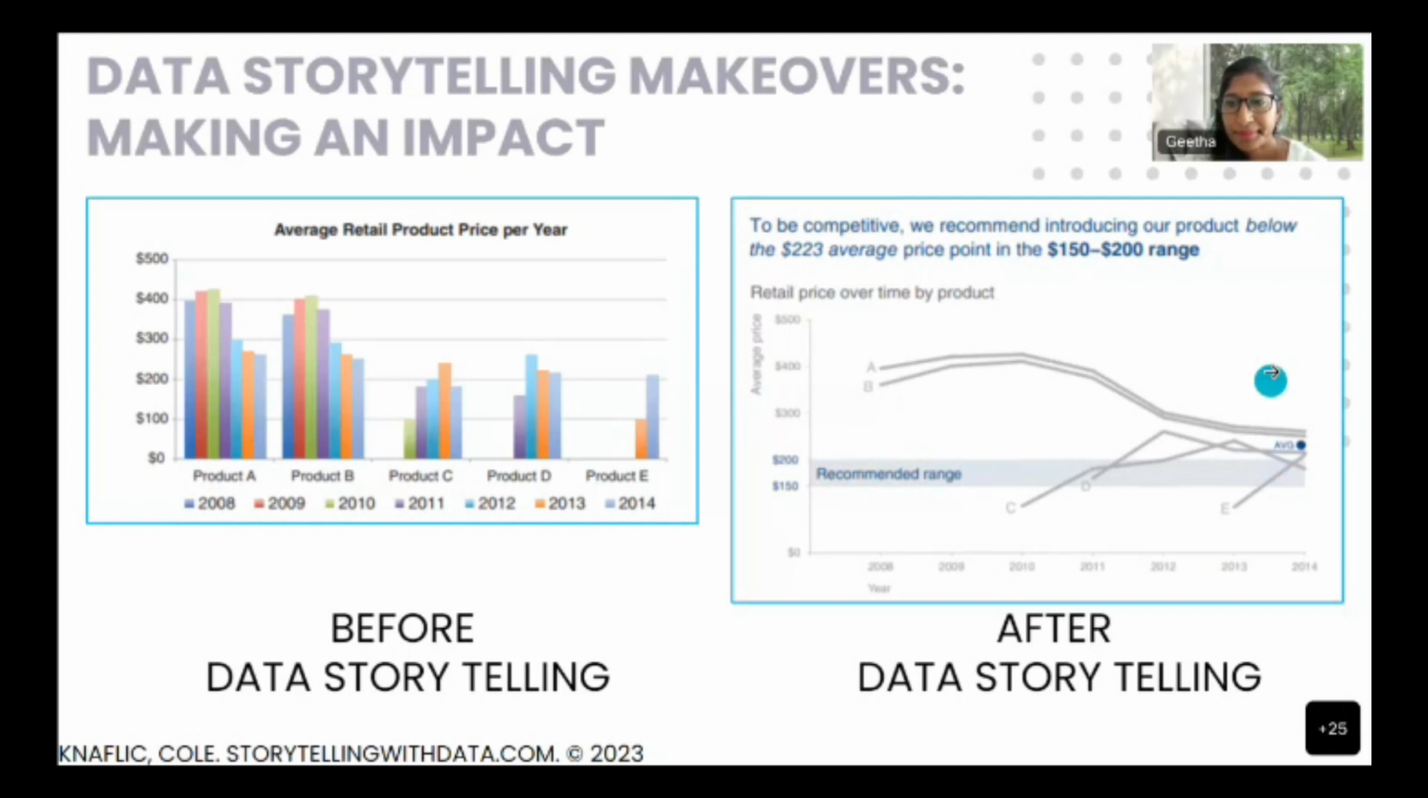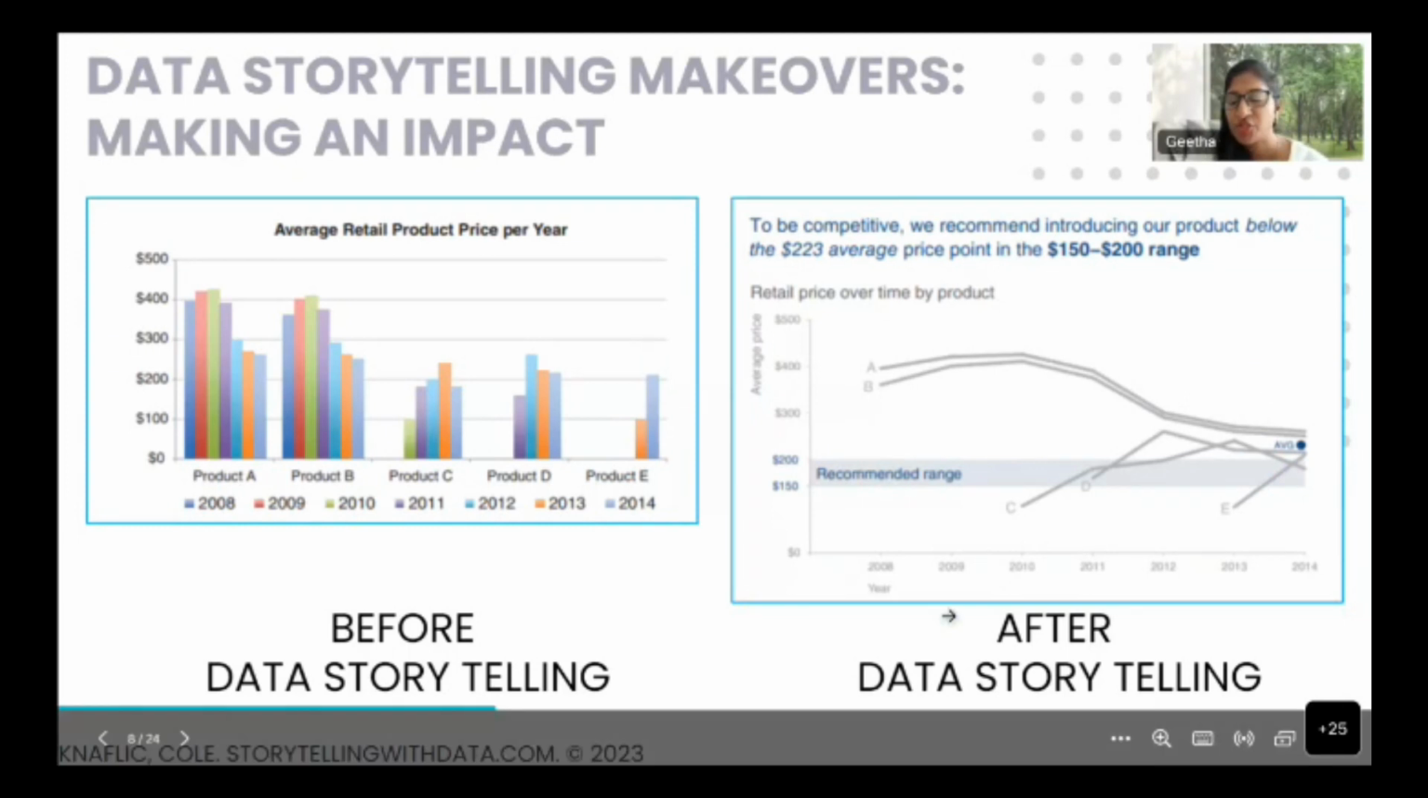The difference, right? You do see the difference, the transformation using the same data set, right? That's exactly what we are saying, that the change in visualization brings you to a different realm altogether, where it can enable you to make an impact.